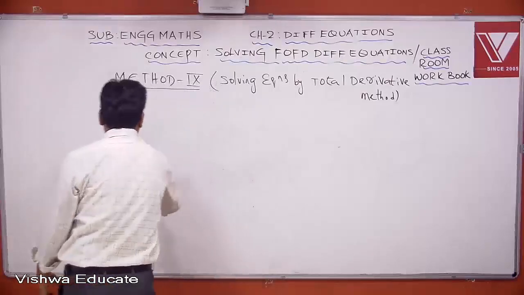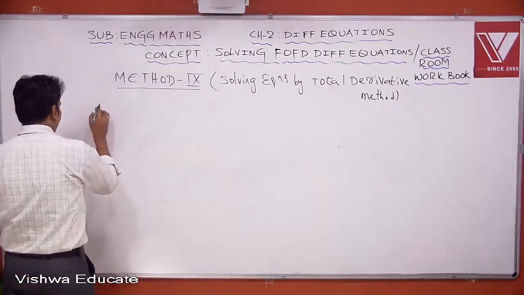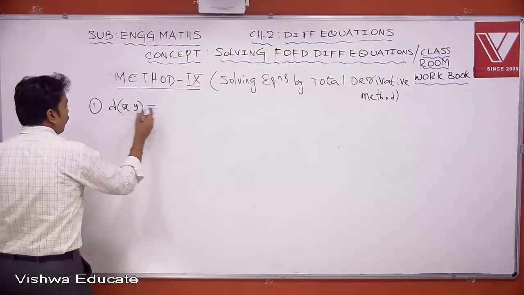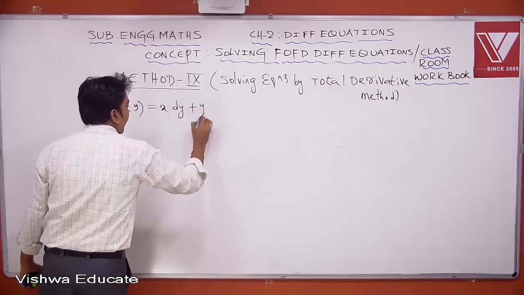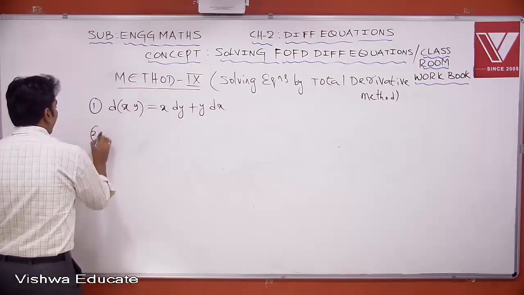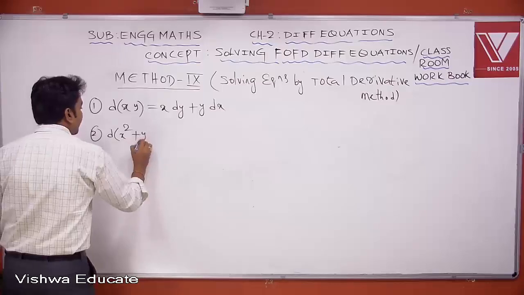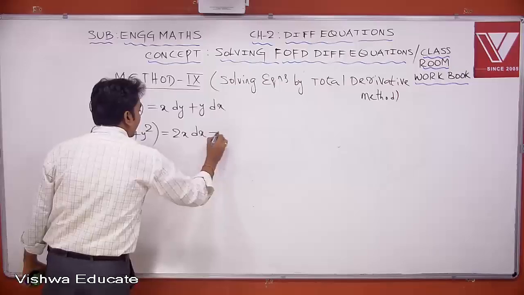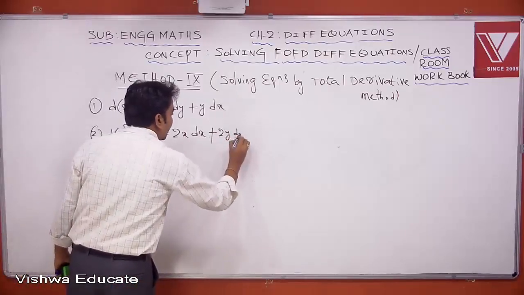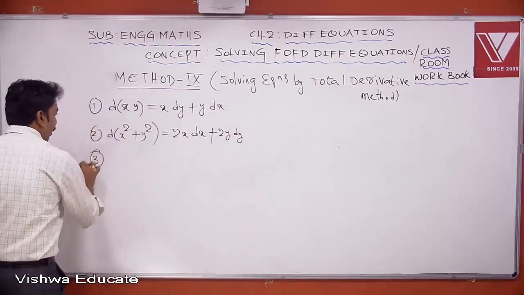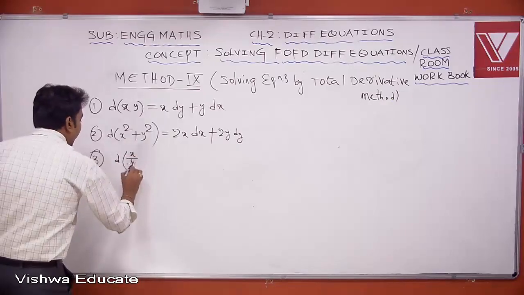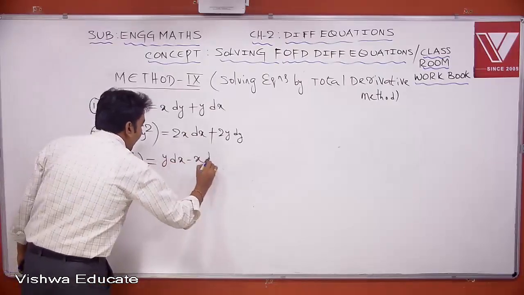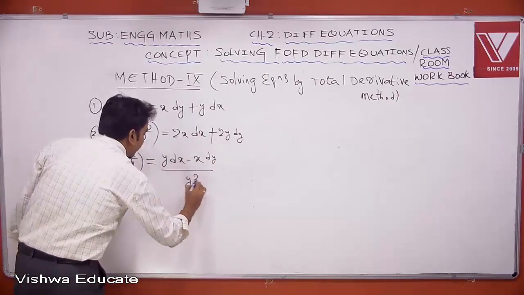Before discussing the procedure, let me list a few formulae on the total derivative method. Formula 1: derivative of xy, by the product rule, is x dy plus y dx. Next, derivative of x square plus y square. Applying the sum rule, the derivative of x square is 2x dx and the derivative of y square is 2y dy. Now formula number 3, derivative of x by y. Applying the quotient rule, this is y dx minus x dy divided by y square.